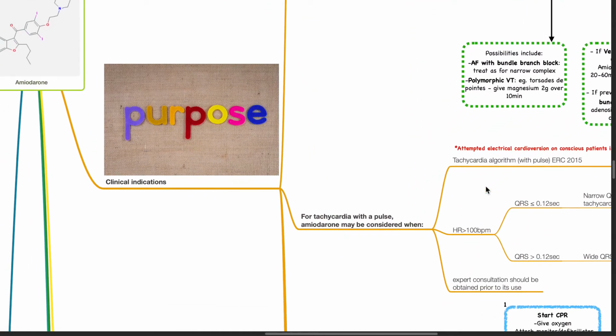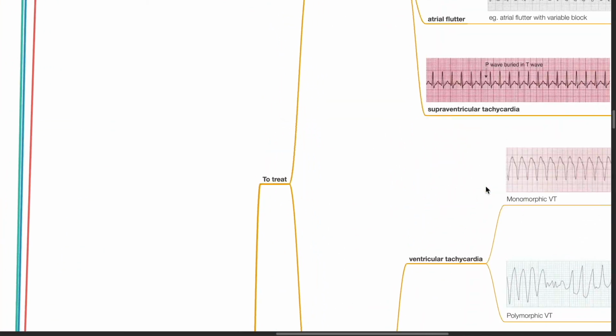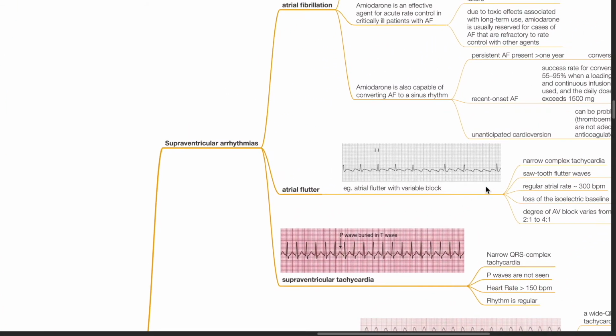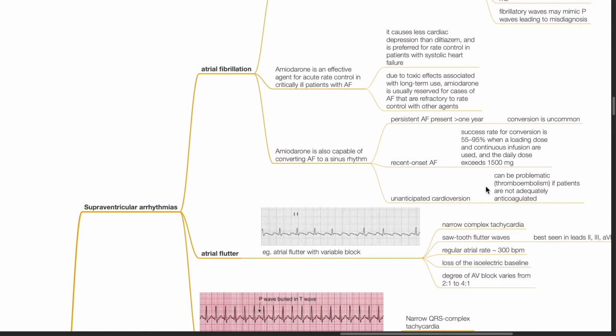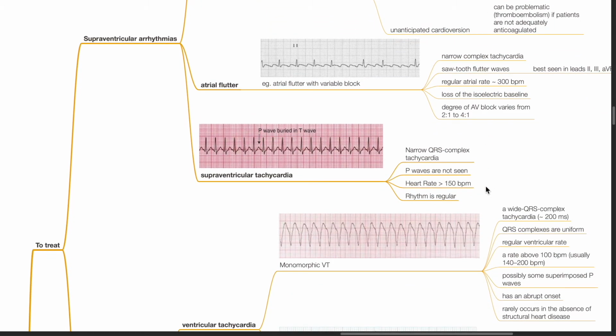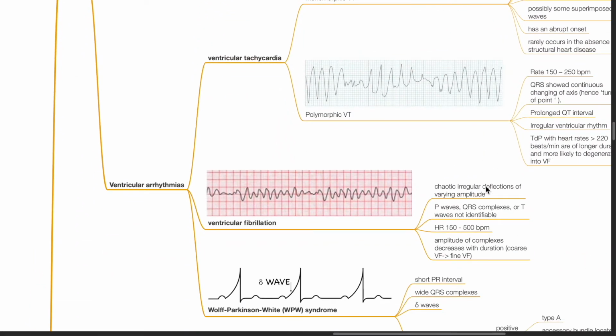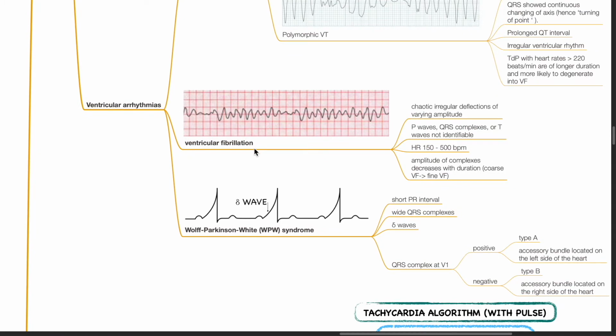Clinical indications for amiodarone. Amiodarone is used in the treatment of supraventricular arrhythmias such as atrial fibrillation, atrial flutter, and supraventricular tachycardia, and in the treatment of ventricular arrhythmias such as ventricular tachycardia, ventricular fibrillation, and Wolff-Parkinson-White syndrome.